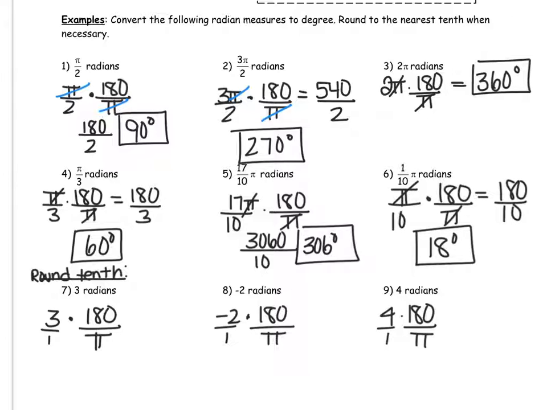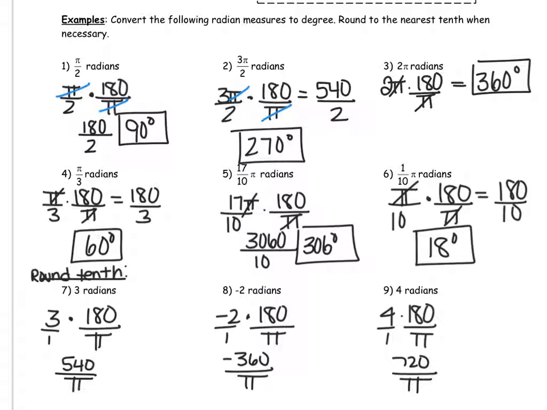Same concept as before. Now we're going to multiply. 3 times 180, we get 540 over pi. Negative 2, I'm doing the second one now, times 180 over pi is negative 360 over pi. 4 times 180 is 720 over pi. But we need to put this into degrees. I can't leave a degree with a pi here.